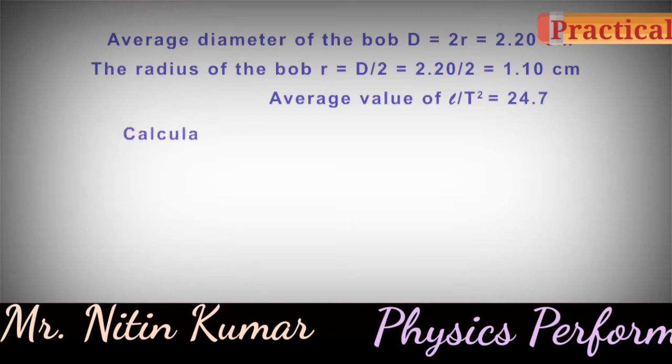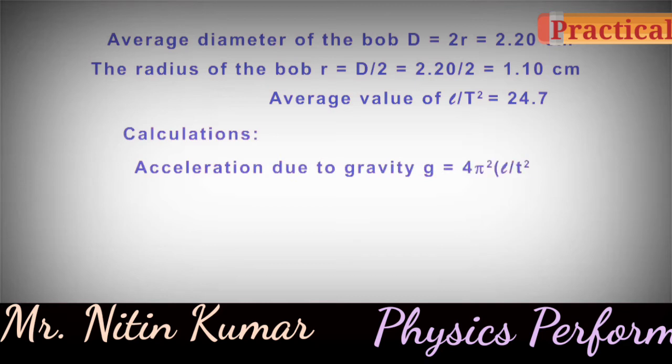Average value of L by T square is equal to 24.7. Calculations. Acceleration due to gravity g is equal to 4 pi square L by T square, which is 4 into 3.14 whole square into 24.7, which is 974.12 centimeters per second square.